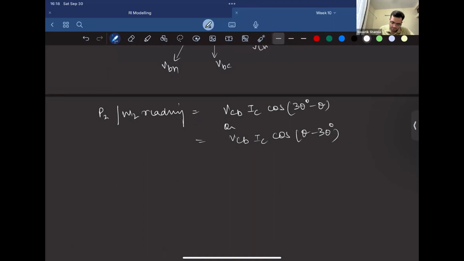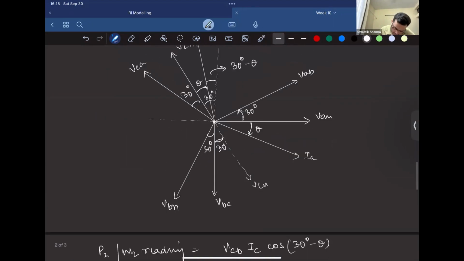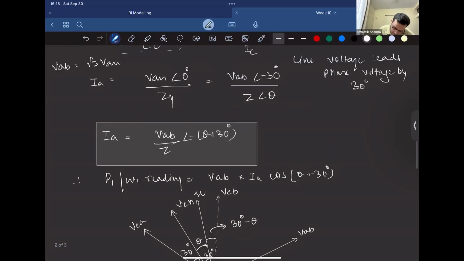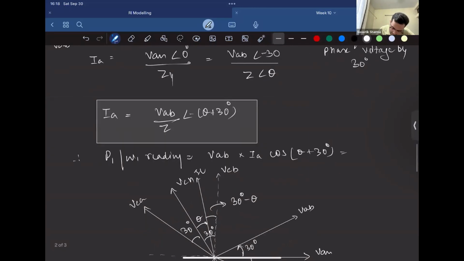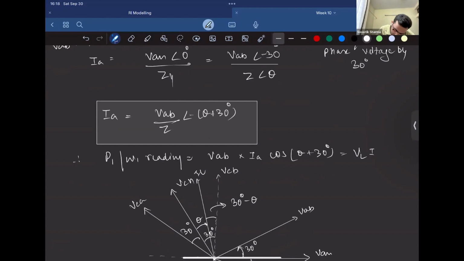So now, here I wrote it like this. VAB and IA are both line voltages and line currents, right? So we can write VL, IL since it's a balanced system. These quantities can be written like this, right?